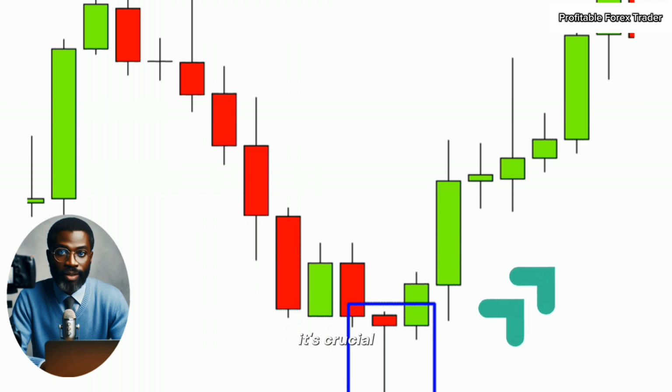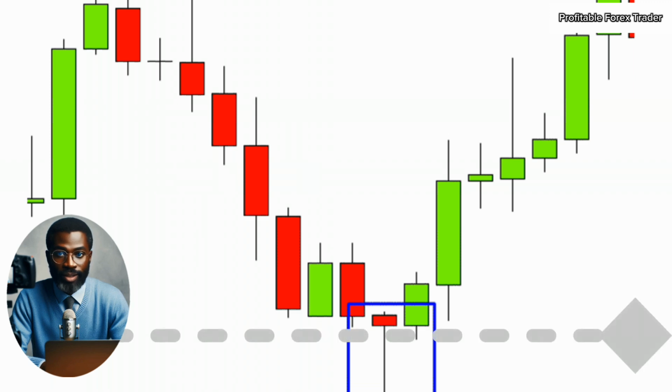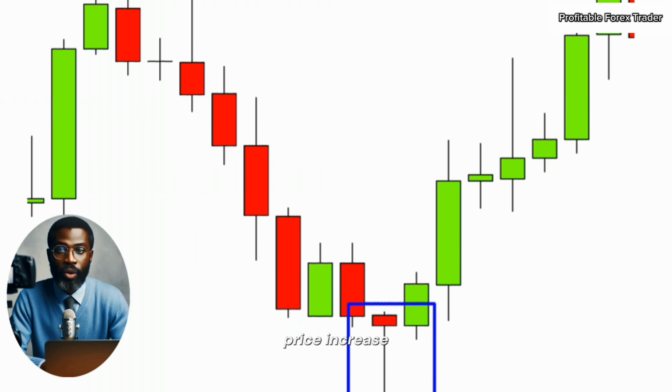However, it's crucial to understand that candlestick patterns alone are not reliable unless they appear in the right context and at the right location. For a bullish pin bar to be considered reliable, it should appear at a support level. Ideally, the lower shadow should dip below this support line, which is often represented by a moving average, and the market should be in an uptrend. To summarize, a bullish pin bar has the highest probability of indicating a price increase when it appears at a support line within an uptrend.